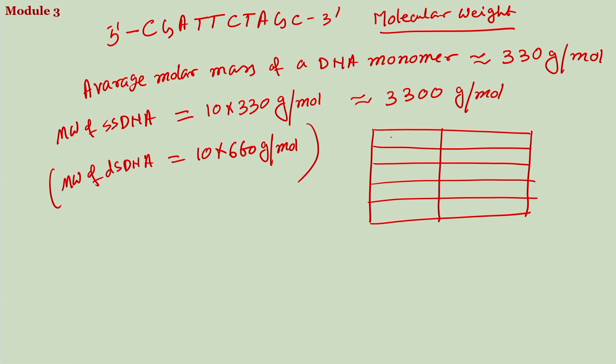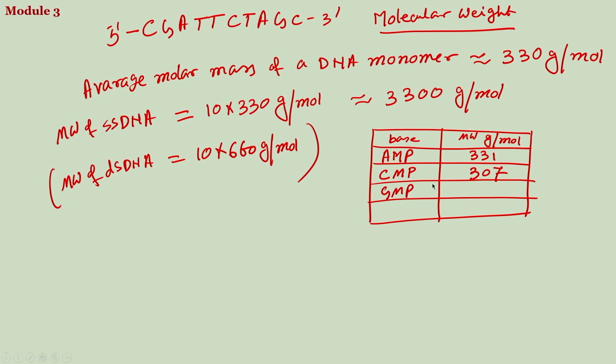So, this is the base, nucleobase, and this is the molecular weight in gram per mole. Now, if you have adenosine, AMP, adenosine monophosphate, then its molecular weight is 331. If you have CMP, cytosine monophosphate or cytidine monophosphate, that has a number 307.